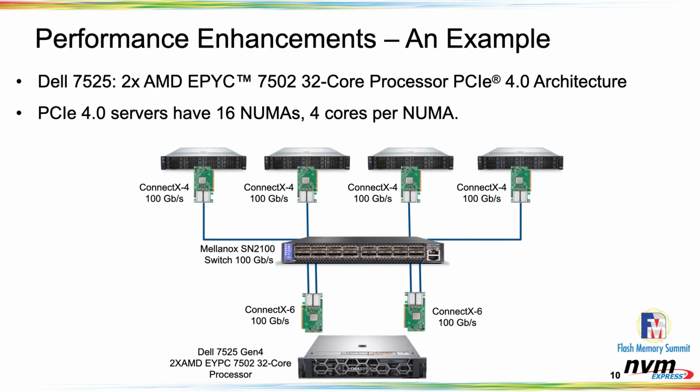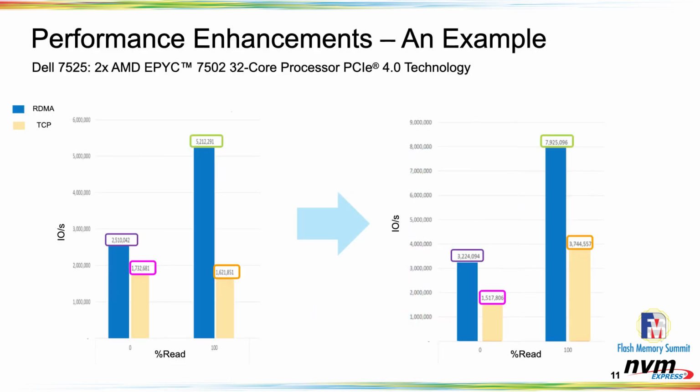So just before we conclude the session, I just want to briefly show you an example of the performance enhancements that we were able to reach at Kioxia. We used the Dell 7525 platform with 2 AMD EPYC processors with 32 cores using the PCIe 4.0 architecture, which actually means that we have 16 NUMAs, where 4 cores are assigned per NUMA. And our testing setup includes a total of 4 over-the-network clients executing btest as an I/O generator. That's the diagram. And here we can see the results of the same tests, both in RDMA and in TCP.